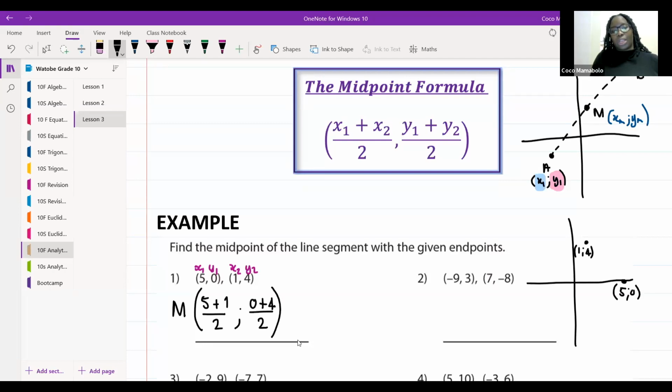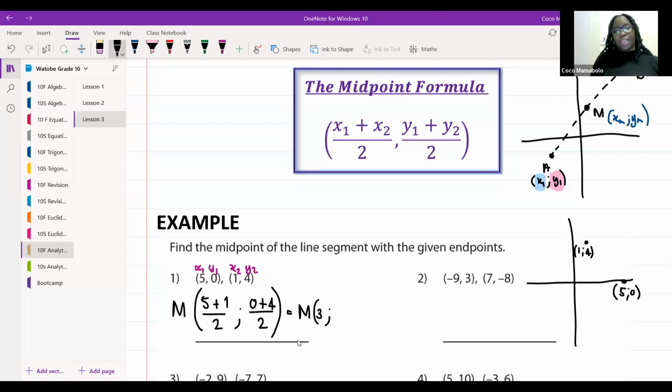And then we're going to close up. But now we have to simplify. So my coordinate for m, I'm going to get 5 plus 1, which is 6, divided by 2. That's going to give me 3. Right? And then what about this side?